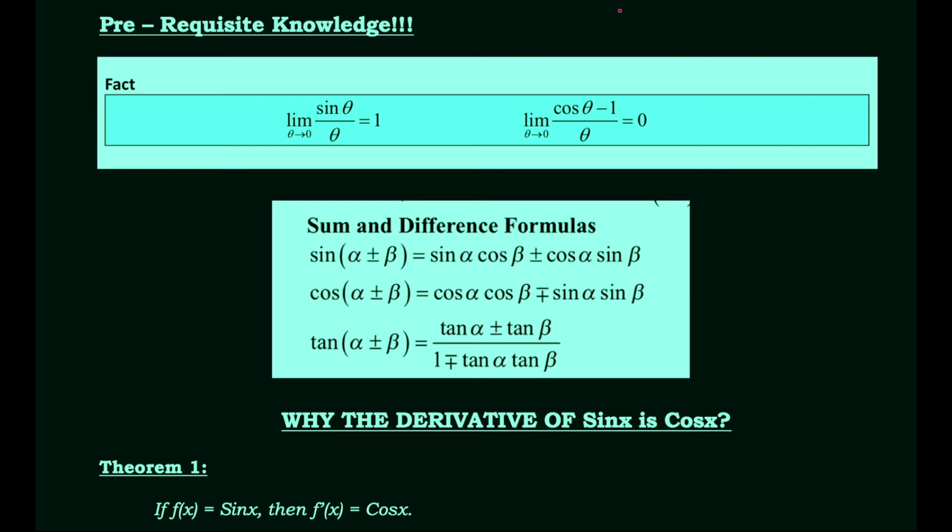But before going directly to the proof of the derivative of sine x, which is cosine x, you should have the prerequisite knowledge from your previous subject, especially in precalculus and in trigonometry. Okay, so the first thing that you should remember is that the limit of sine of an angle over the angle as that angle approaches 0 is always equal to 1. Okay, I know you know that from your previous subject.